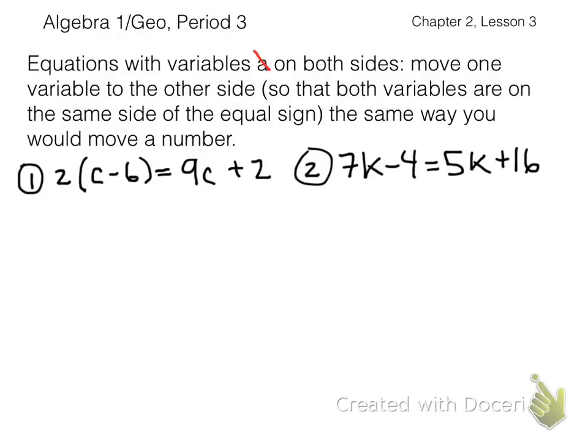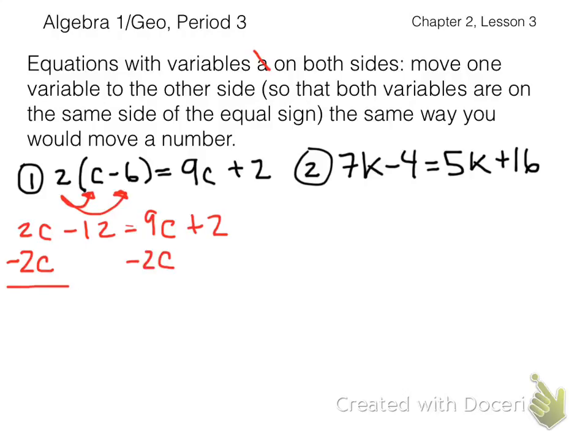Move one variable to the other side just as you would do a normal number and then go ahead and solve. Some of the things you will have to do before you can do this is obviously distribute, like with this first example. So we're going to end up with 2c minus 12 is equal to 9c plus 2. We need to get the c's all on one side of the equation, so I'm going to go ahead and move this one over. Notice how I can move the 2 and the c as one unit. It leaves us with negative 12 is equal to 7c plus 2.